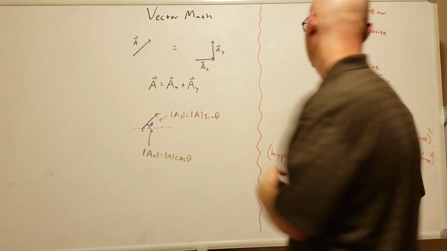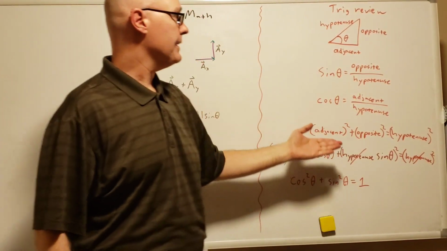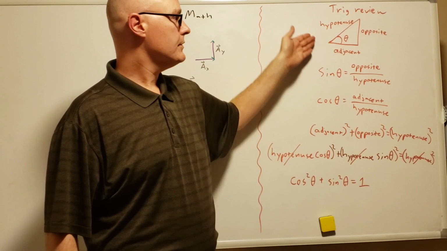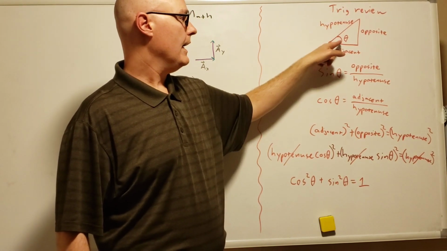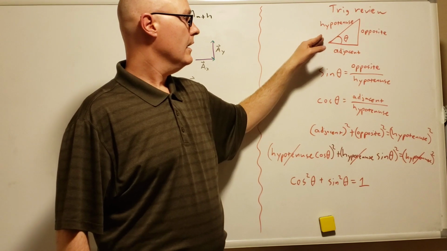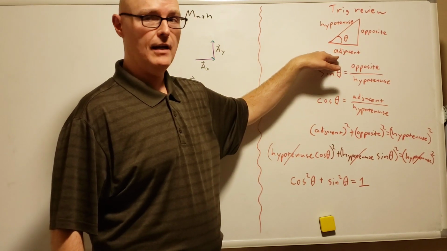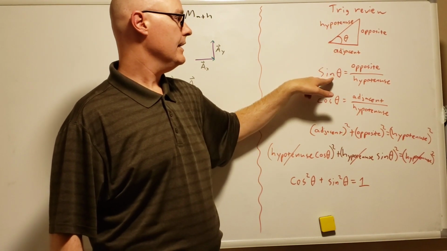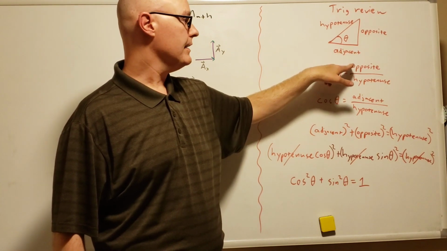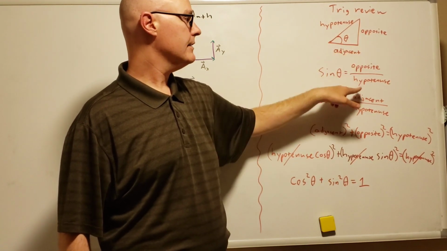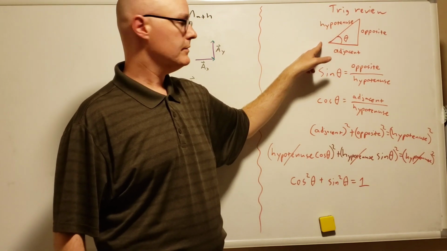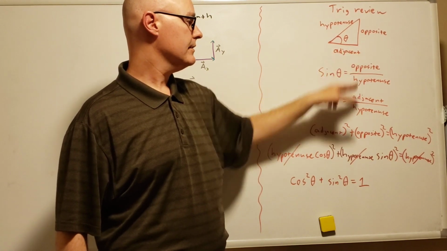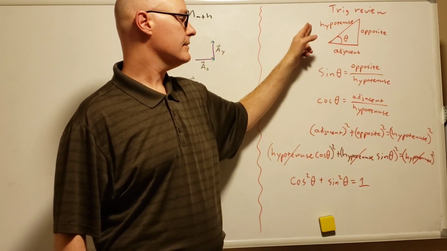So if we look back, a quick review of trigonometry. If I have a right triangle, the hypotenuse is the longest side. I have some defined angle, and I have an opposite and an adjacent side. If I have that, then the sine of the angle is equal to the ratio of the size of the opposite side divided by the size of the hypotenuse. The cosine is defined as the size of the adjacent side divided by the size of the hypotenuse.